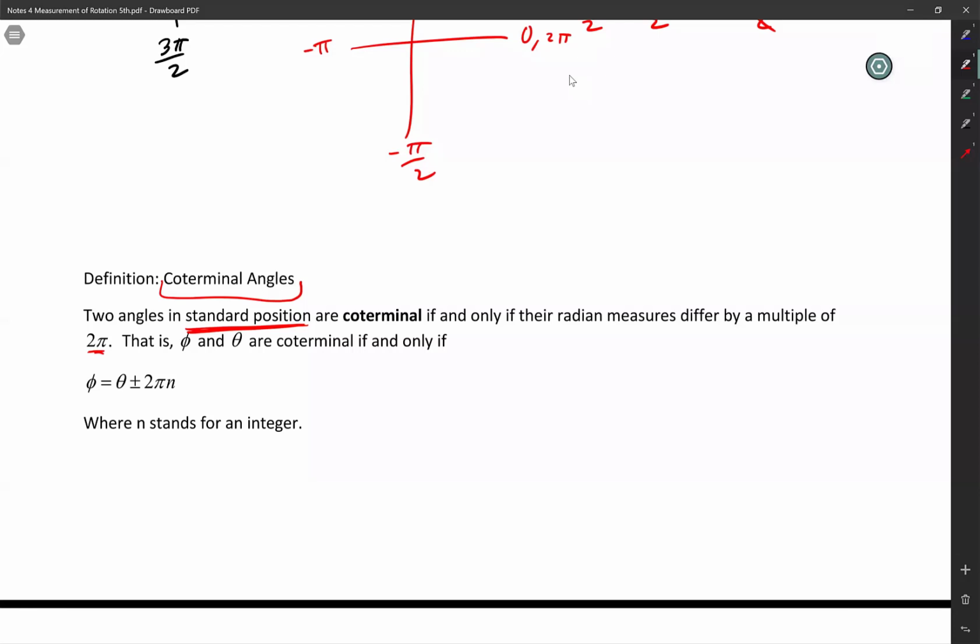That is, phi and theta are coterminal if and only if phi equals theta plus or minus 2 pi n, where n stands for any integer. Oh, by the way, that's phi. Sometimes they say phy. That's theta.